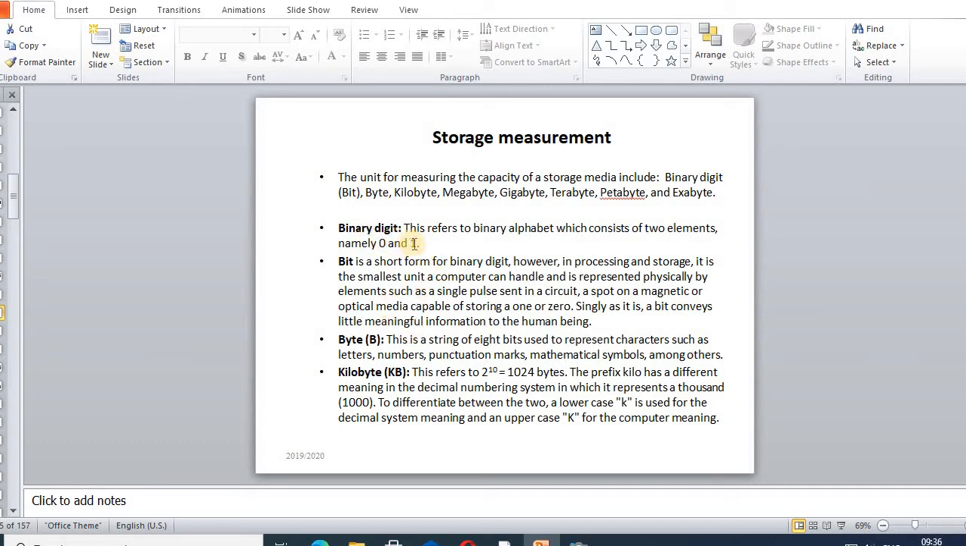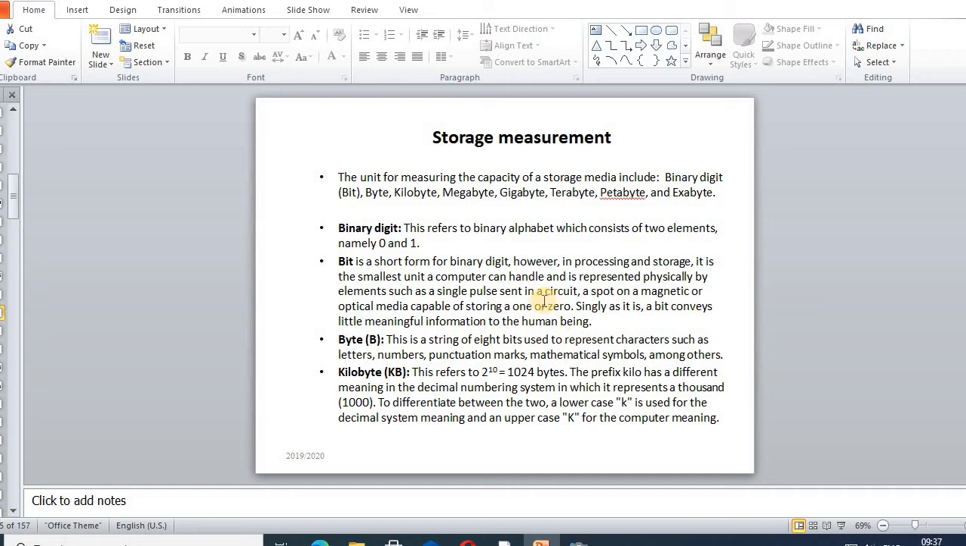So a binary digit refers to the binary alphabet, which consists of 2 elements, namely 0 and 1, as I've said before. Bit is a short form of a binary digit. In processing and storage, it is the smallest unit a computer can handle, and it's represented physically by elements such as a single pulse sent in the circuit, a spot on a magnetic or optical media capable of storing 1 or 0. Singly as it is, a bit conveys little meaningful information to a human being.